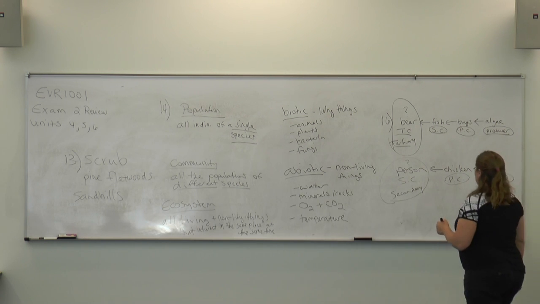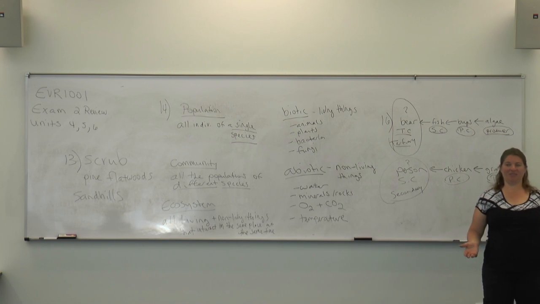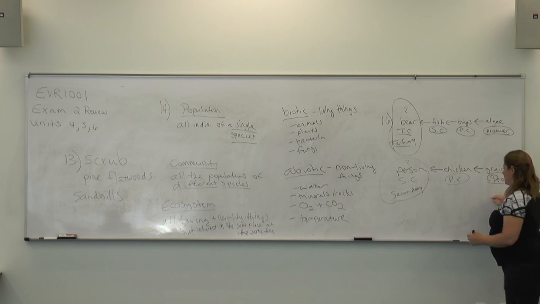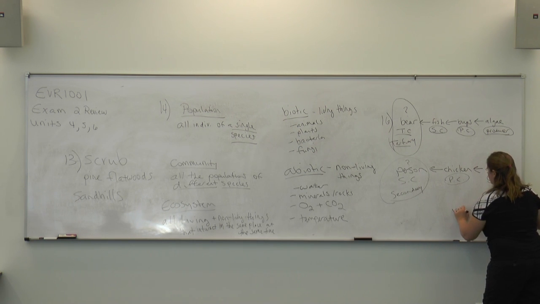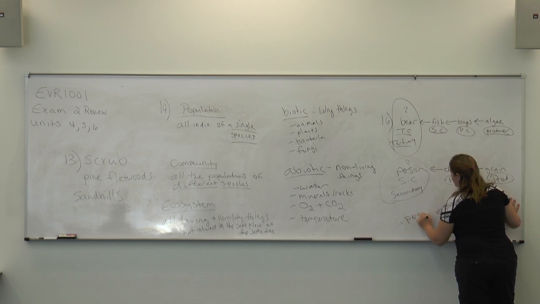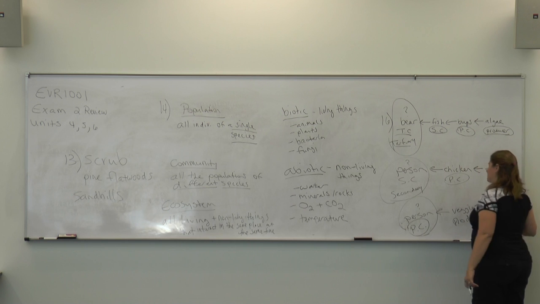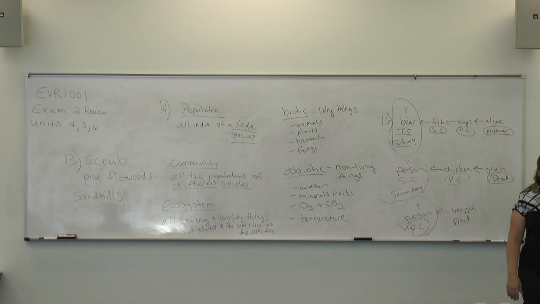Okay, and then the last one is if a person eats a vegetable, that person is feeding as what? The vegetable is the producer, right? Veggie is the producer, and so if the person is eating the vegetable, what does that make the person? Primary consumer. Okay, primary consumer. Does that make sense, guys? Good with those food chain questions?